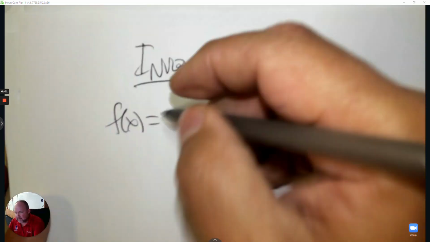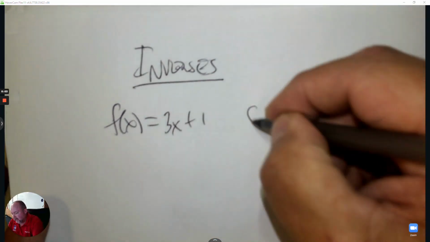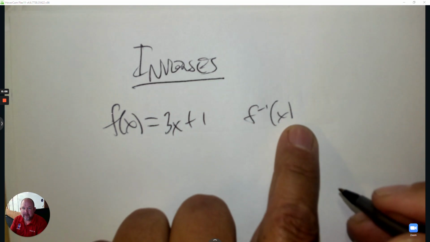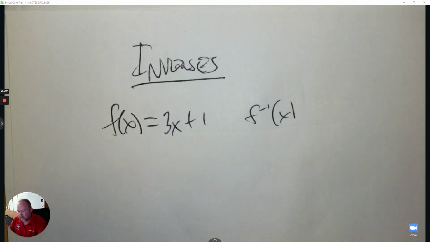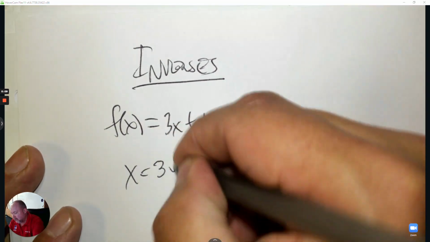All right, let's talk about inverses real quick. The symbol for inverse is that little negative one. To find the inverse, the x and the y trade places. So we're going to write down x = 3y + 1.